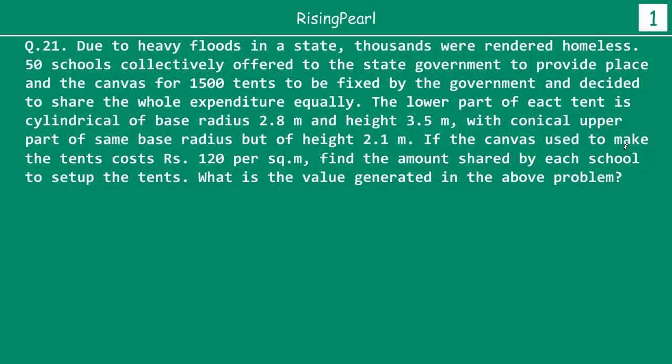If the canvas used to make the tents costs rupees 120 per square meter, find the amount shared by each school to set up the tents. What is the value generated in the above problem?